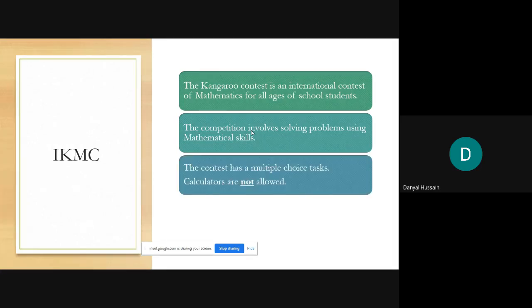The contest has multiple choice tasks. Multiple choice task means if we have a question, on that question we have different options. We have to select any one of them.